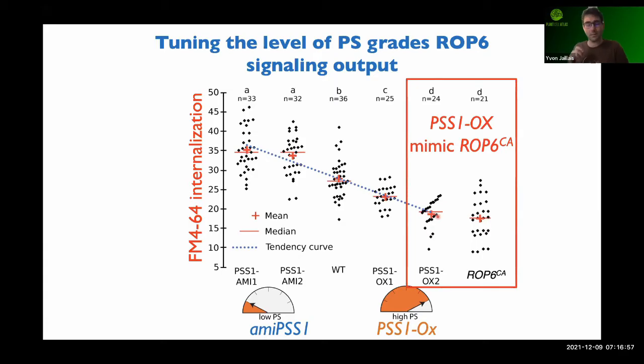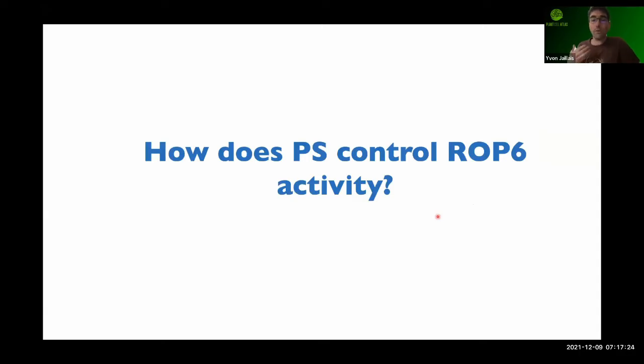And this is something that for us was puzzling for a long time. And I will come back to that at the end of the talk, because we think we have at least a beginning of an answer to address this. So at this point, we found that PS seems to be required for ROP6 function. So in the absence of PS, no ROP6 signaling output. And also, plants that have more PS have a constitutive activation of the ROP6 pathway. So the question was, how can PS control ROP6 activity?